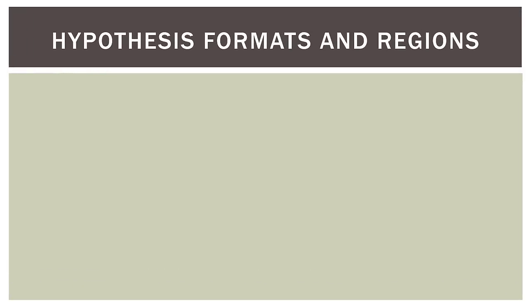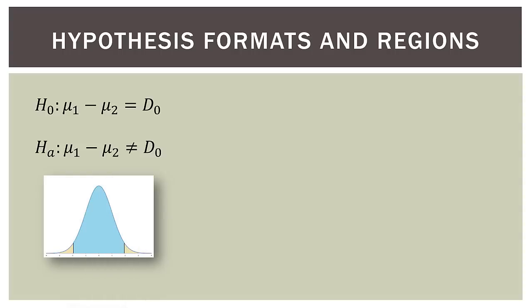So what about the hypothesis formats and the regions? This goes into actually writing the hypothesis and understanding what it means. In our first case, our null hypothesis is that the difference between the 2 means equals our hypothesized difference, that is d sub 0. Now most of the time, d sub 0 will actually be 0, but it doesn't have to be the case. The hypothesized difference between the 2 means could be really anything. The alternative in this case is that the difference is not equal to d sub 0. So it's just the opposite of what our null hypothesis is.